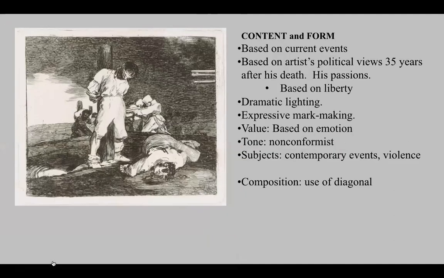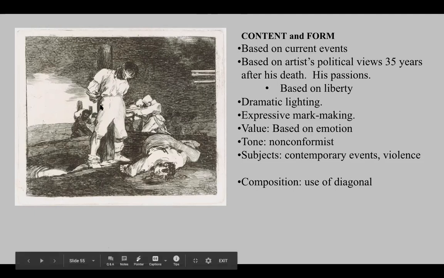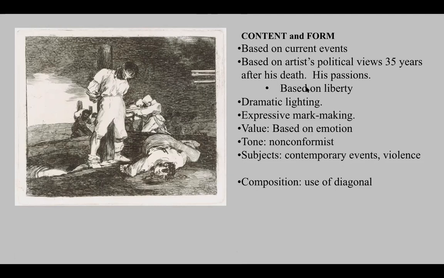Okay, so here are some of those Romantic characteristics. It's based on current events. It's based on his political views. 35 years after his death, they were actually shown. So they're based on liberty, very dramatic lighting, based on emotion, nonconformist, semi-contemporary events, violent imagery, and then we have some diagonals in this imagery. I wouldn't say it's all diagonals. I actually think there's a lot of verticals and horizontals as well, but it definitely has those other things as well.